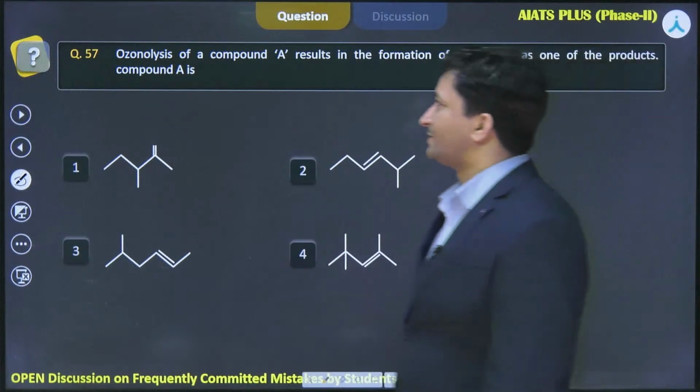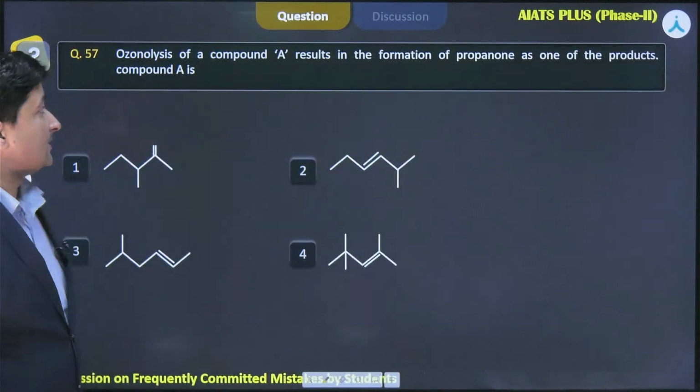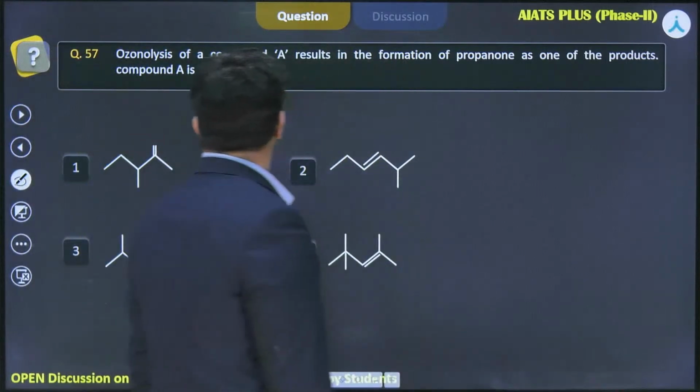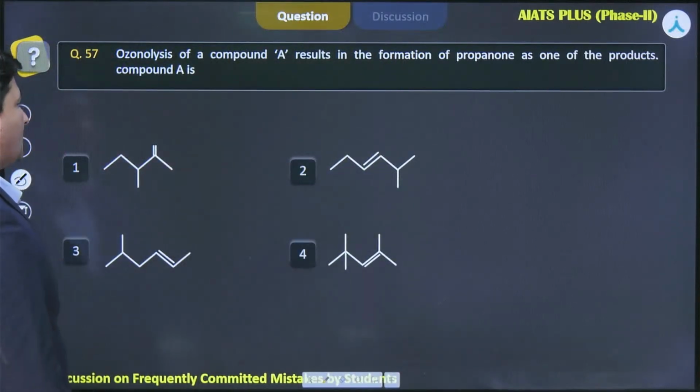Now, next is question 57. Ozonolysis of compound A results in the formation of propanone as one of the products. Compound A is.